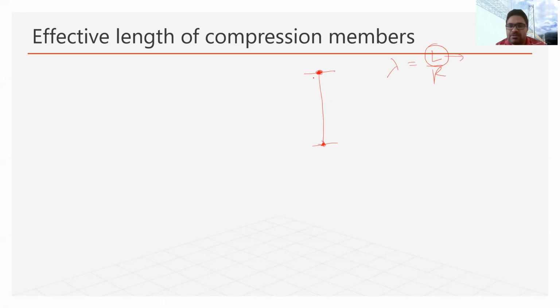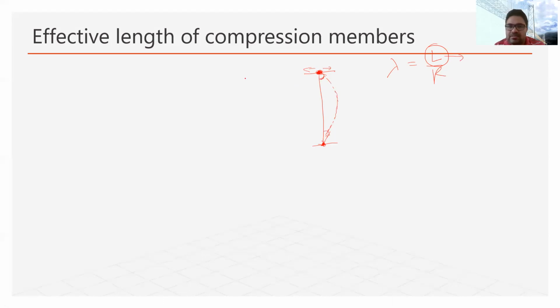For example, if it is hinged, then the column will buckle like this. From the ends we can say that the column is not moving like this or like this, but it is rotating. Column can rotate like this.